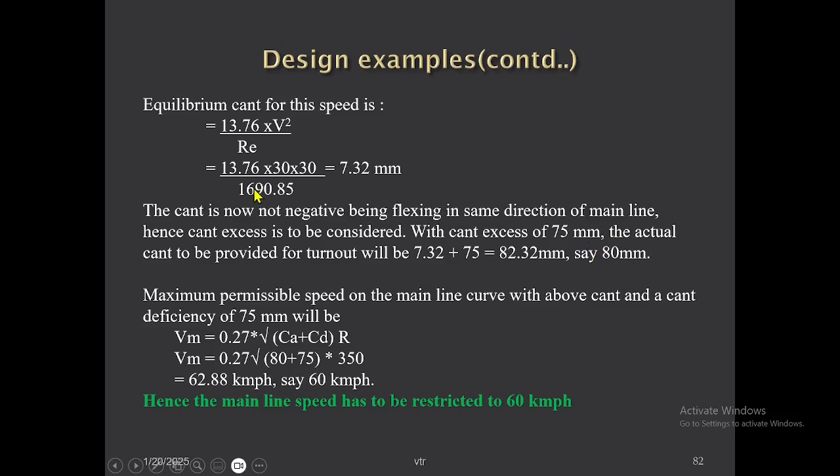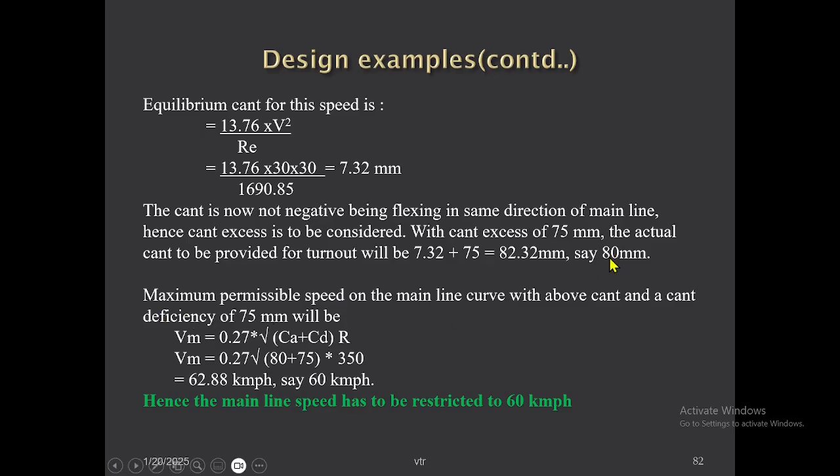When a goods train is negotiating through the turnout at 30 kmph, it requires 7.02 mm superelevation, whereas we provide 80 mm. So in this case the cant excess will be 70 mm, less than 75 mm. That is why, availing the cant excess, we provide an actual cant of 80 mm for the main line curve. That is also the superelevation for the turnout side.